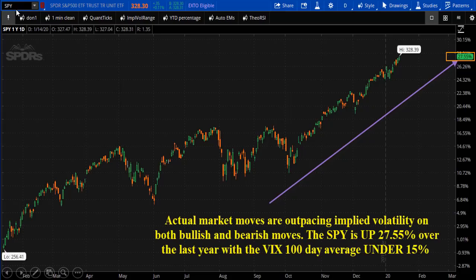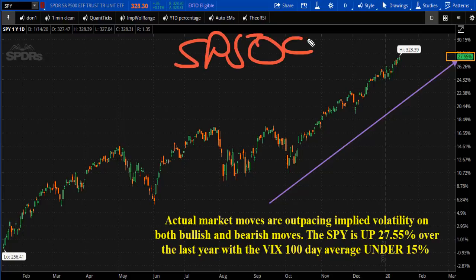This is the Spiders. If you're unfamiliar with the Spiders, it's the S&P 500. That's it. It's just the S&P 500. You don't have to overthink this one. The Spiders is an ETF, and specifically this one relates to the S&P 500, right? What I did is I just pulled up a 1-year chart. I can't use year to date because we're only a couple of days into the year. And on this 1-year chart, okay, the Spiders are up 27.55%.